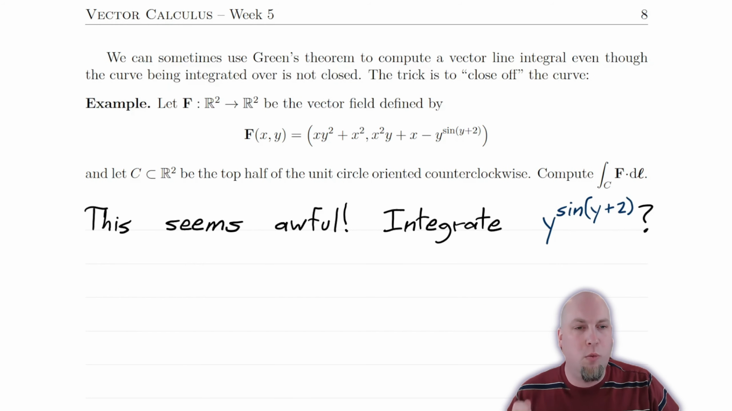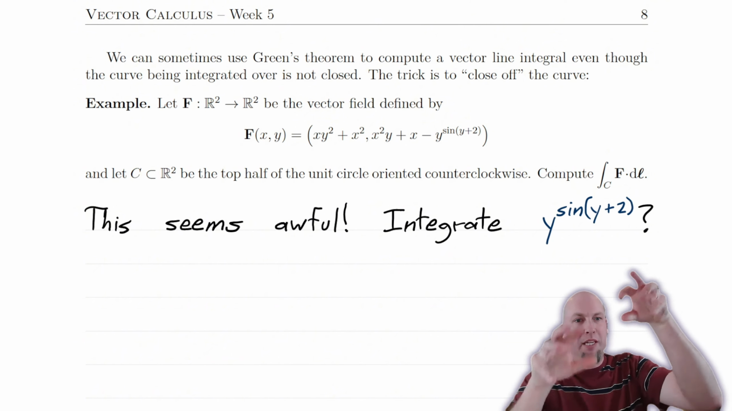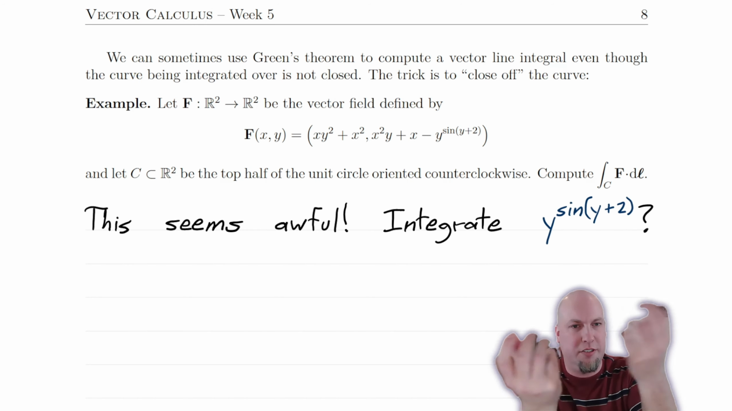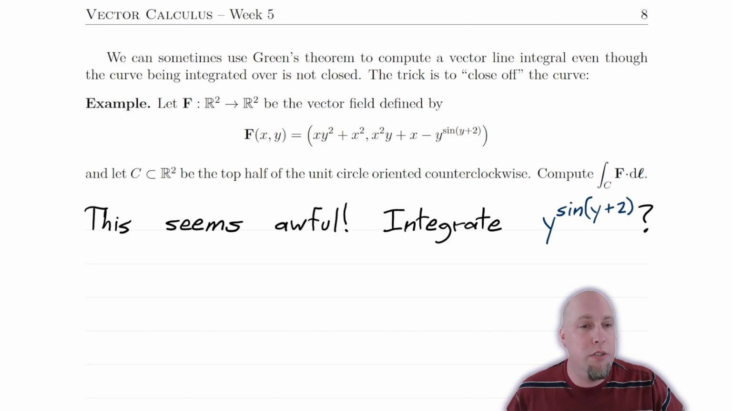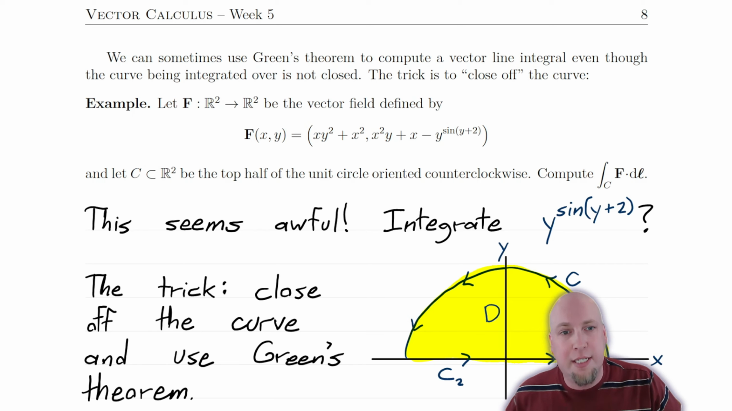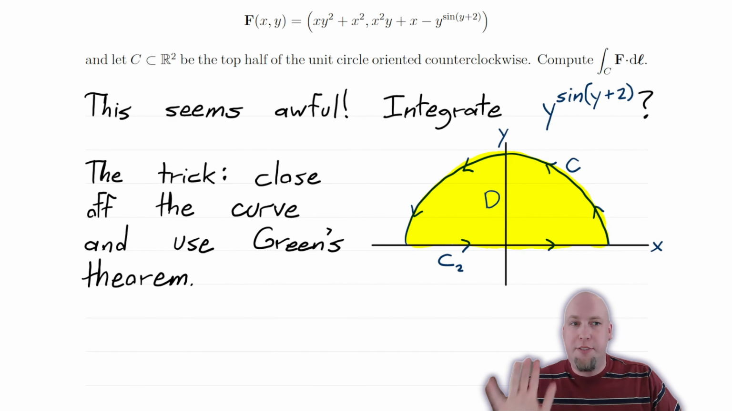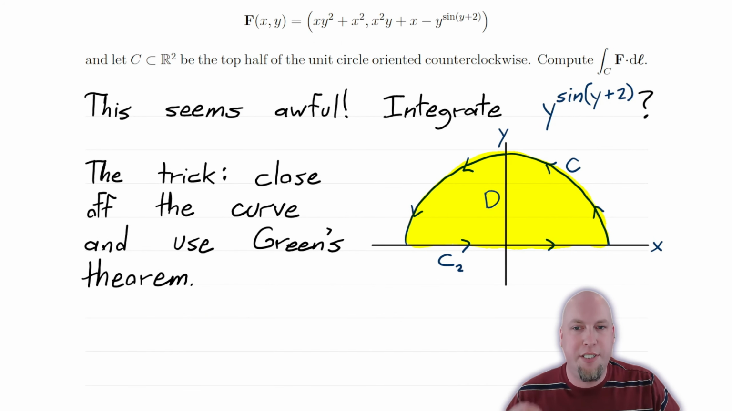Okay, we do not want to do that because, for example, we're going to have to integrate something like y to the power of sine y plus 2, except even with a path plugged into that, right? Like y is some function of t, and I'm going to be plugging that into there and then trying to integrate that. No, I don't know how to do that. I don't want to do that. Okay, so let's use Green's theorem. Make our life easier, okay?